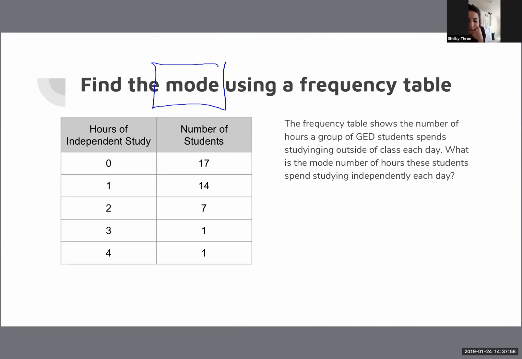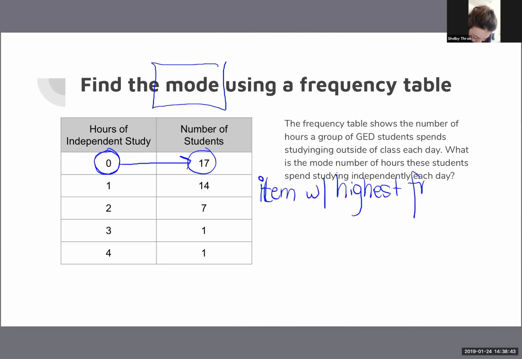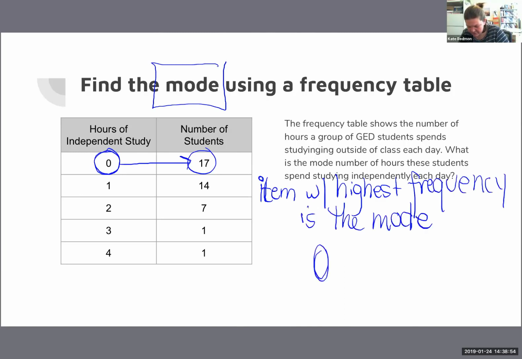So what is the mode answer in my class? It's really easy to see off a frequency table. Which hours of independent study, because that's my data, happened the most? 0. Maricela, how did you know that 0 happened the most times? Because it was 17 students. Exactly, it had the highest frequency. So the item with the highest frequency is the mode. Of course it is. That's what mode means, most common, frequent. The mode number of hours is 0. And I think our mean, median, and mode that we found are all matching from the first slide when we had this data organized a different way.